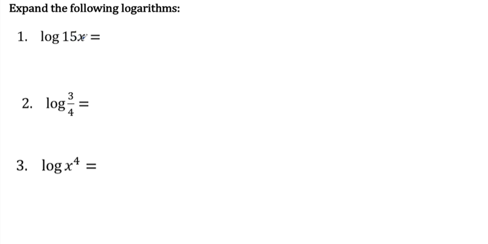So I can break this up into a couple of different things, but I'm just going to split it right here. I'm going to do log base 10 of 15, and since it's a product, I'm going to add right here log x. Here we're going to use our quotient property, so I'm going to subtract. I'm going to do log 3 minus log 4. And here I'm going to use my power, and that's just going to go right to the front, and I'm going to have 4 log x.